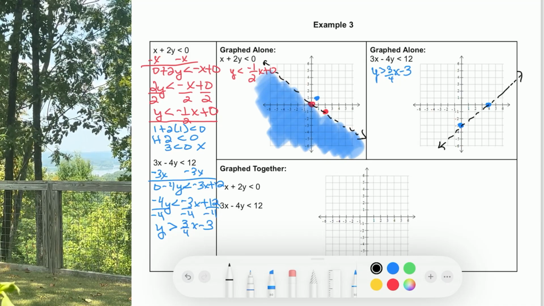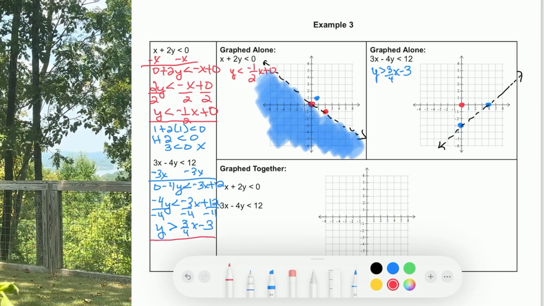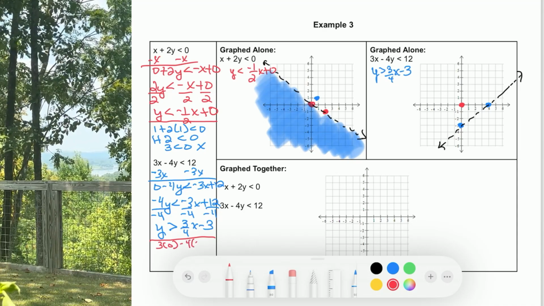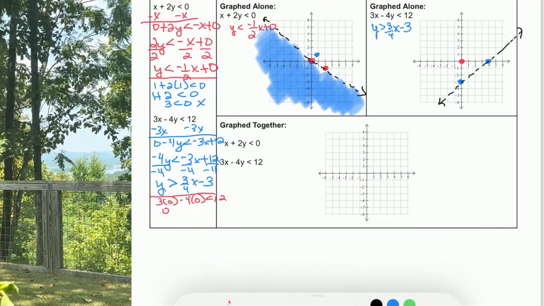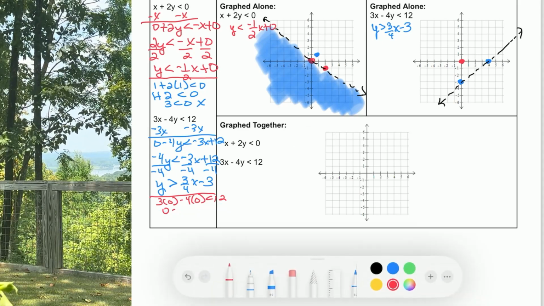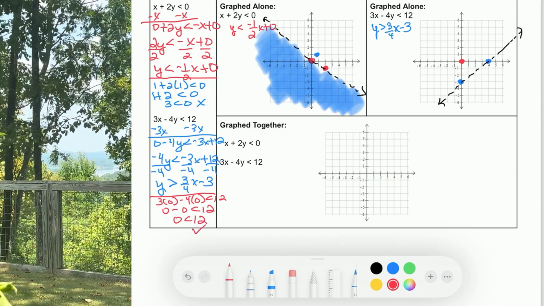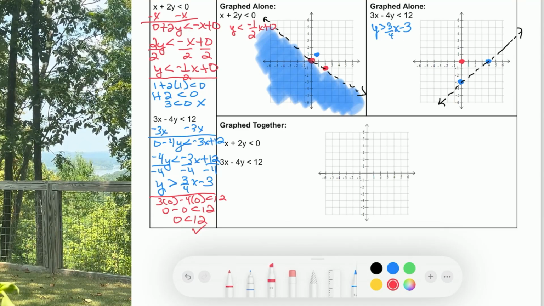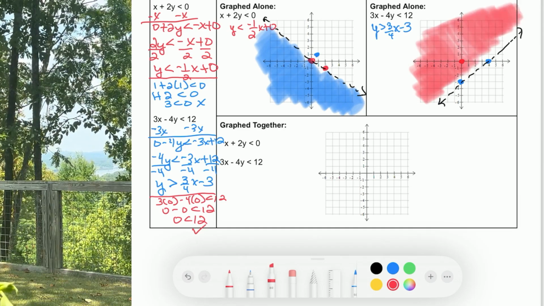I can actually use 0, 0 on this one because the line doesn't go through the origin. So let's do that. I have, let's see here, 3 times 0 minus 4 times 0 is less than 12. Scroll this up a little bit. 0 minus 0 is less than 12. 0 is less than 12. That is true. So that means my shading is going to be on that side of the line. So let's make our highlighter yellow this time. I mean, excuse me, red this time. So our highlighting is over there.